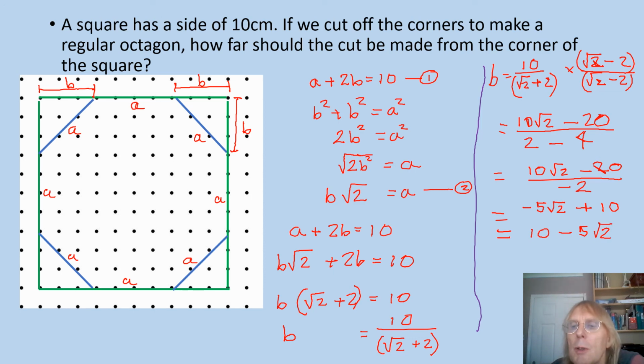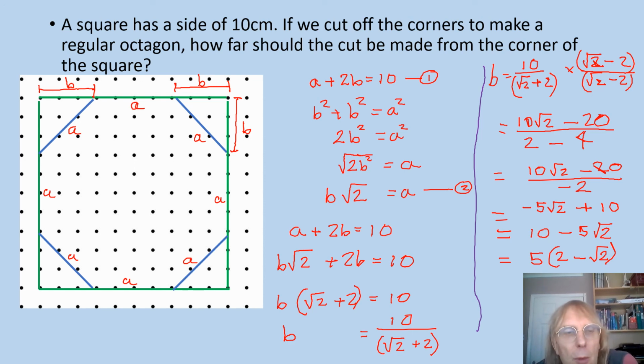And then all we've got to do is think, well, actually we can factorise that as well. 5 goes into both of them. So if I take 5 out of the brackets, on this side I'm going to have 2 minus root 2. And there we go.